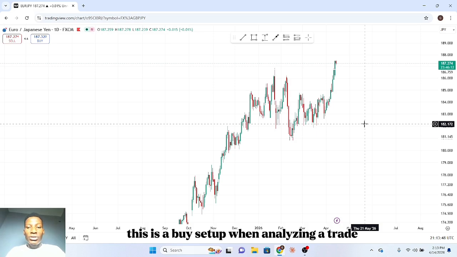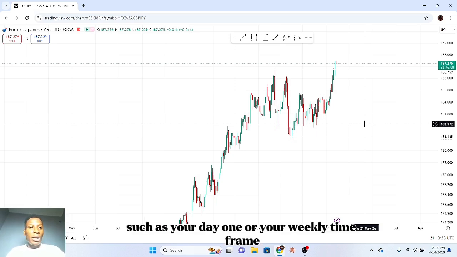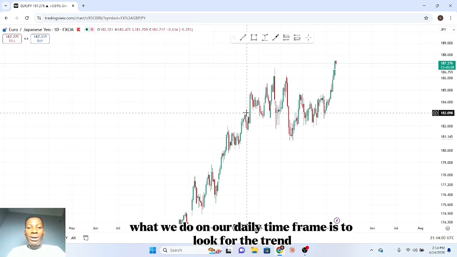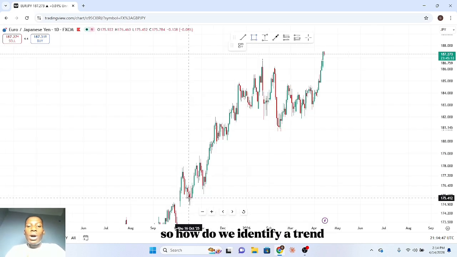When analyzing a trade, the first thing you need to do is to go to your higher time frames, such as your day one or your weekly time frame. But for me, I'm going to be starting from my daily time frame. So this is my day one time frame. What we do on our daily time frame is to look for the trend, because we want to be trading with the trend and not against the trend. So how do you identify a trend? We need to mark out either our higher highs, higher lows, lower highs or lower lows.